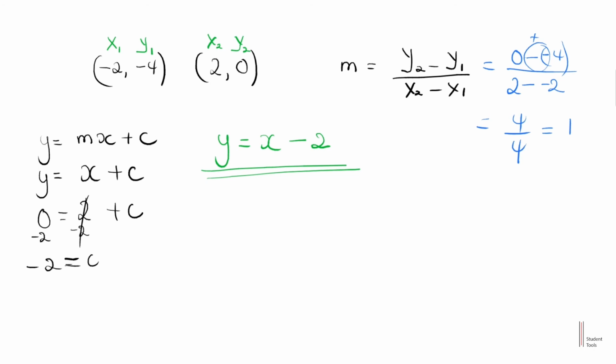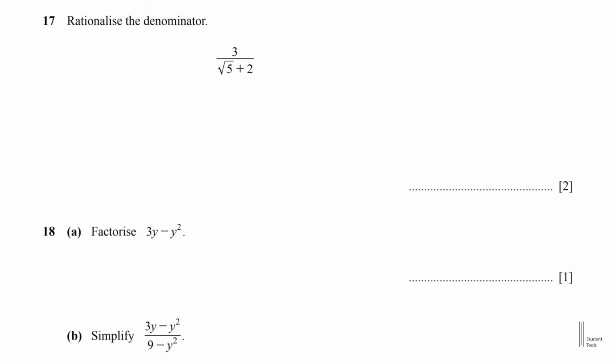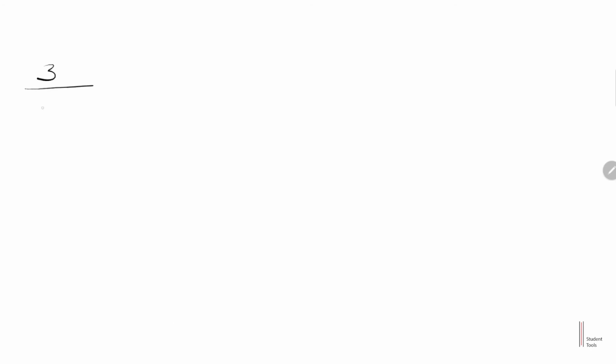Up next, we have question 17. Question 17, rationalize the denominator. So we have 3 over the square root of 5 plus 2. So we're supposed to rationalize this denominator. When they say rationalize the denominator, they mean change the denominator from an irrational number to a rational number, which means to an integer or a simple fraction. Right, so let us rationalize this denominator.